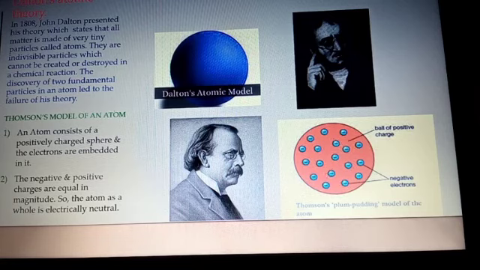In the plum pudding model, this is like a Christmas plum cake, and here they use dry fruits which are present in plum cakes. That is similar to the electrons. So here this is a ball of positive charge, and the blue ones you can see are all electrons. According to the Thomson model, an atom consists of a positively charged sphere, and the electrons are embedded in it, present in it.